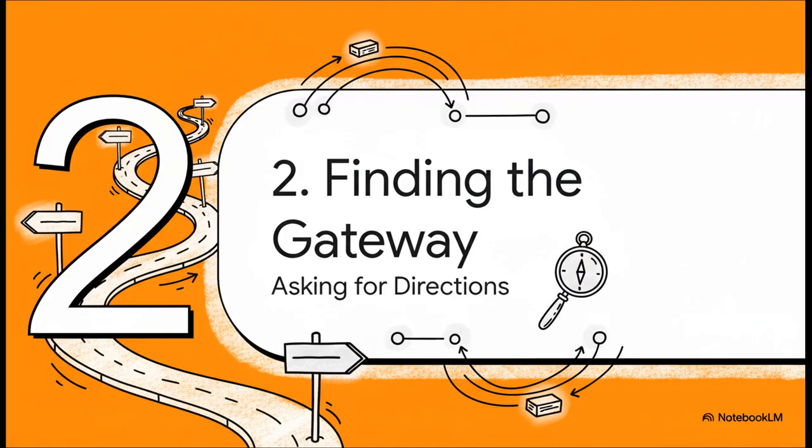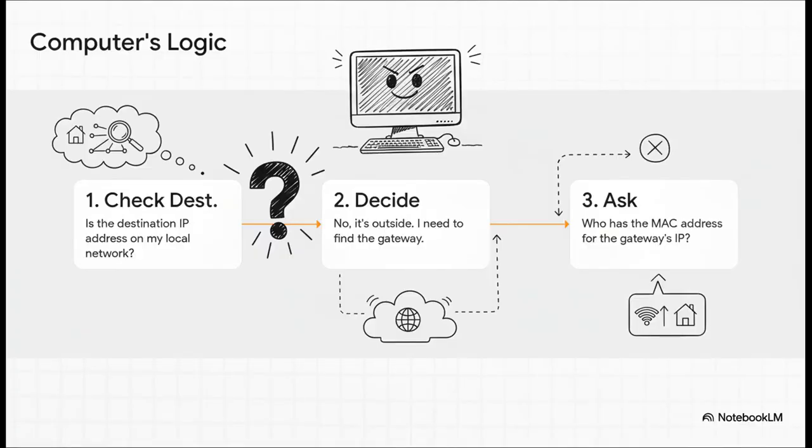So that brings us to the really clever part. How does your computer find this super important address? It doesn't just guess. It has this really elegant process for basically just asking for directions. So your computer runs through this quick little checklist in its head. First, it looks at the destination and asks, hey, is this IP address one of my local neighbors? The answer is no, so it makes a decision. Okay, I'm not talking to them directly. My one and only job right now is to get this to the gateway.